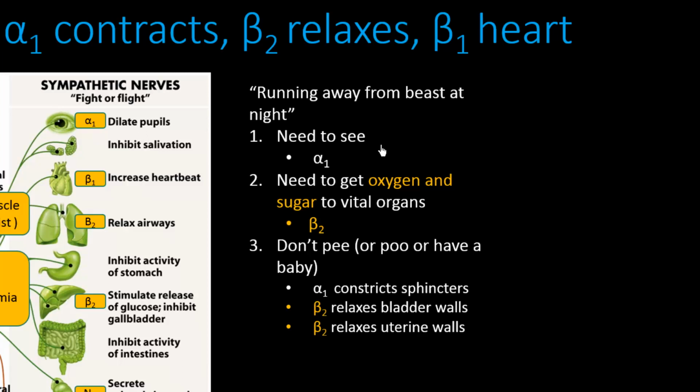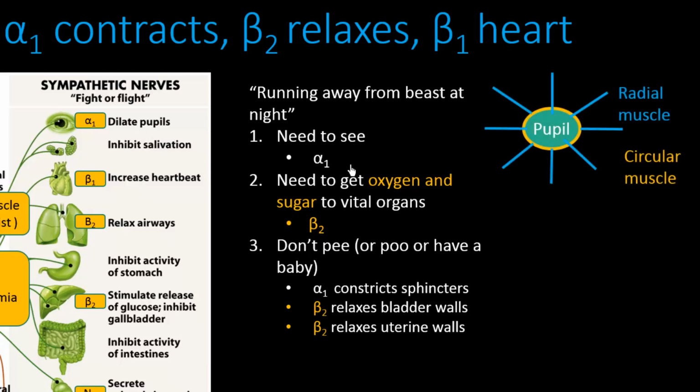So point number 1, we need to see how it is that an alpha-1 receptor, which causes contraction, will dilate the pupils. Alpha-1 dilates pupils. Let's look at this diagram here on the right. So remember that the pupil has 2 muscles. It has a dilator muscle, which is a radial muscle going outward, kind of in all directions. And it also has a sphincter muscle, or a circular muscle, surrounding it. If I contract these radial muscles, which happen to have alpha receptors, when they contract, they're pulling in both directions. And that's going to lead to the pupil getting larger.